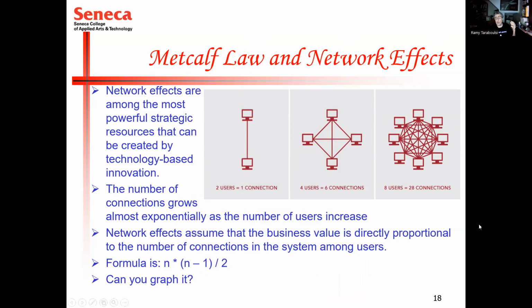The number increases almost geometrically, n to the power of 2. That's approximately what it is: n squared over 2, minus n over 2, or n times (n minus 1) over 2. That's the formula for Metcalfe's law, or the network effects. If you graph it, you'll find out that it's not exponential; it's a geometric graph similar to a parabola.